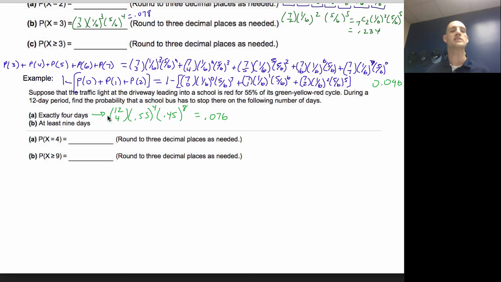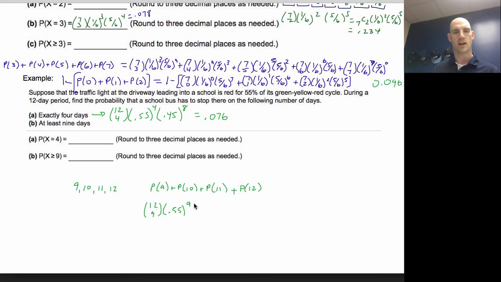All right, so what about this at least 9 days? So at least 9 days is going to be 9, 10, 11, or 12. Well, what's the probability of 9, 10, 11, or 12? It's the probability of 9 plus the probability of 10 plus the probability of 11 plus the probability of 12. Okay, so it's at least 9. So it's 12 choose 9. And my favorable event is 0.55 to the 9th, 0.45 to the 3rd. Once again, I'm dealing with 12 days, so if exactly 9 days, 0.55 is my favorable event. So my other 3 days have to be that 0.45 where my favorable event is not.